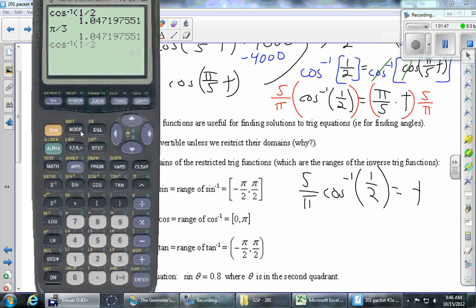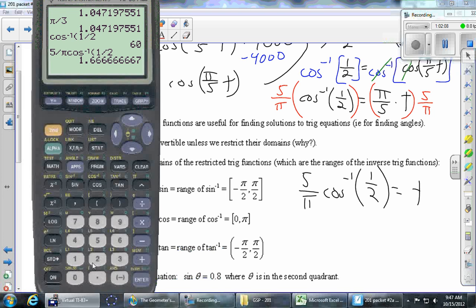All right, and so then if I want the actual answer, I'll just type this whole thing in one shot. So it's 5 divided by pi, inverse cosine of 1/2. And again, the answer we expected was something in the neighborhood of 2. We thought it'd be about 2 years before we got to this number of rabbits again. And that looks pretty good. Questions on that?